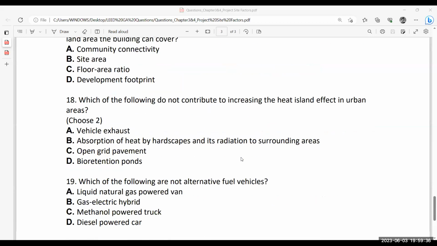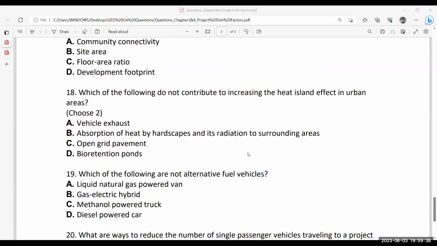Okay. Now, question number 18. Which of the following do not contribute to increasing the heat island effect in urban areas? Okay, so we're looking at what does not contribute to heat island effect. A, vehicle exhaust. B, absorption of heat by hardscapes and its radiation to surrounding areas. C, open grid pavement. And D, bioretention ponds. Now, you have to choose two for this.